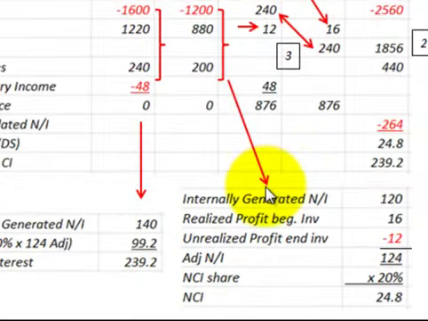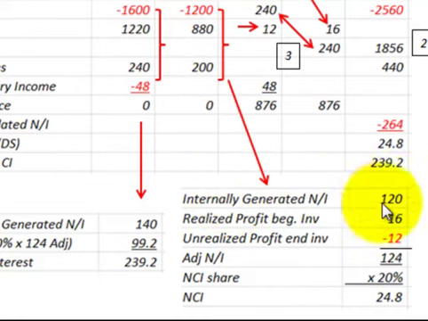All right, now to determine the income, starting with the subsidiary corporation, subcorporation S, they had an internally generated net income of $120,000. Then they had a realized profit on the beginning inventory of $16,000, and then there was an unrealized profit in the ending inventory of $12,000. We would subtract that out, and then the adjusted net income would be the sum of these, $124,000. Now the non-controlling interest share in this example was 20%, so we take 20% times the adjusted net income, and then the non-controlling interest income would be $24,800.